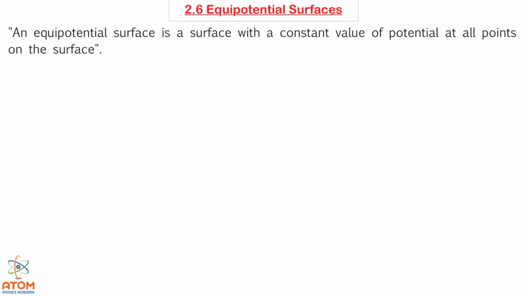Now let us see topic 2.6, equipotential surfaces. See the definition. An equipotential surface is a surface with a constant value of potential at all the points on the surface. That means the surface where the potential is equal, that is known as equipotential surface.